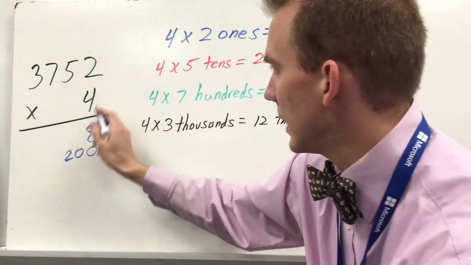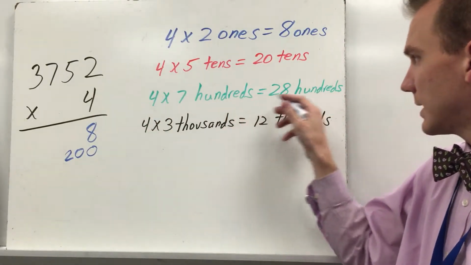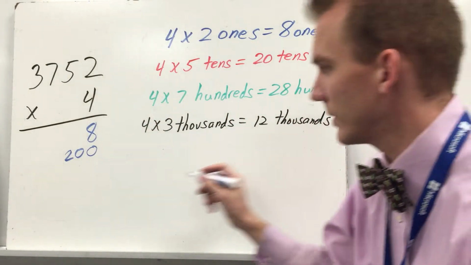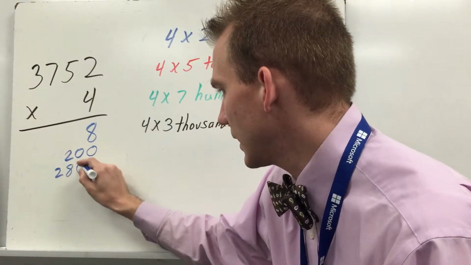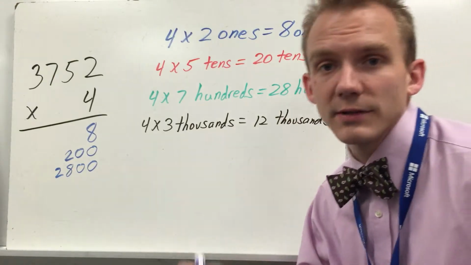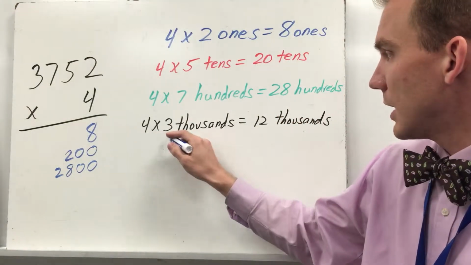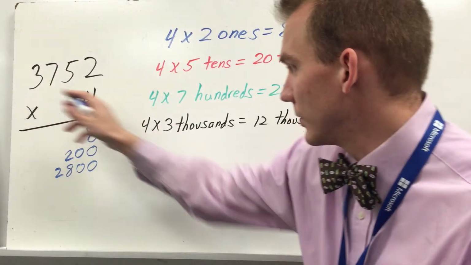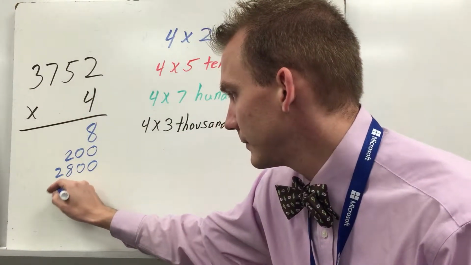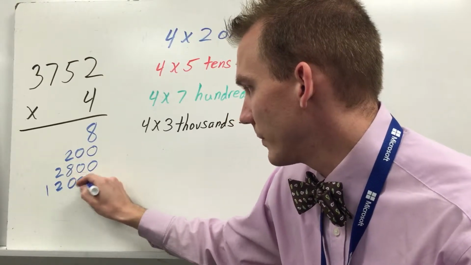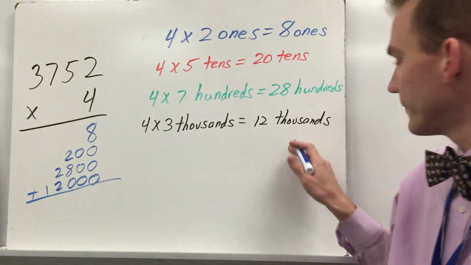And then 4 times 7 would be 4 times 7 hundreds, and so you have 28 hundreds. So again, I go to the hundreds place, I would write 28, and then I can just put zeros there, because it would really be 2,800. 28 hundreds is 2,800. 4 times 3 thousands, because I'm going to the thousands place, would be 12 thousands. Again, I go to the thousands place, I write 12, and then I know that my hundreds, tens, and ones places will all be zeros, because it's just 12 thousands.